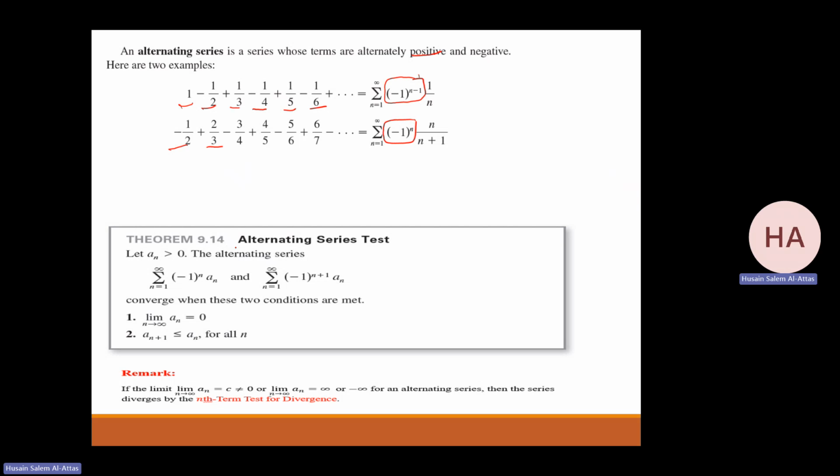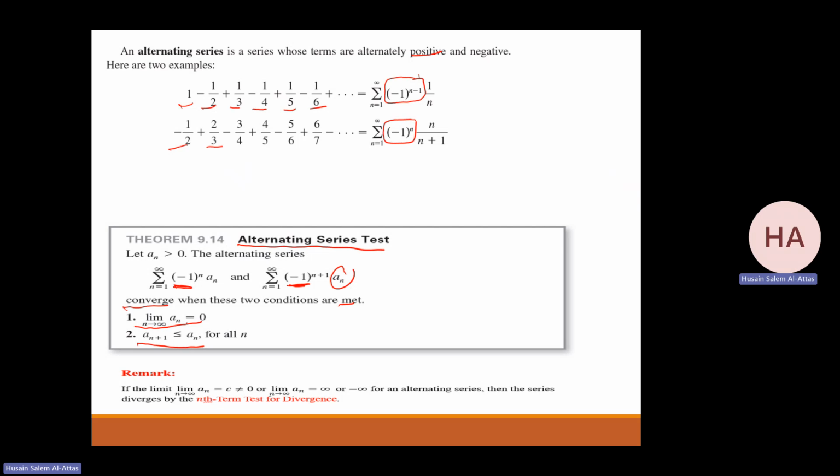We have what's called the alternating series test. If I have a positive a_n, and the one that alternates the signs is this term or that term, either will make it positive, negative, or negative, positive, and so on. Then this series will converge when these two conditions are met. What are the conditions? The limit of a_n is equal to 0, and a_(n+1) is less than a_n for all n, which means it's decreasing. That will make this alternating series converge.